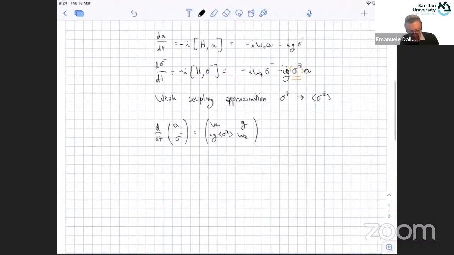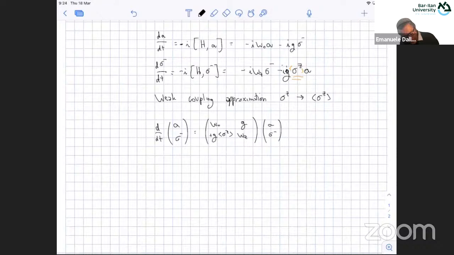Just you need to check the commutation relation, times the vector. Sorry, times the vector. Very good. A sigma minus. So it's just a linear equation of motion. So that's things that we know how to solve. And what we need to do is just to diagonalize the 2 by 2 matrix. That's very simple. So we need to diagonalize this matrix.